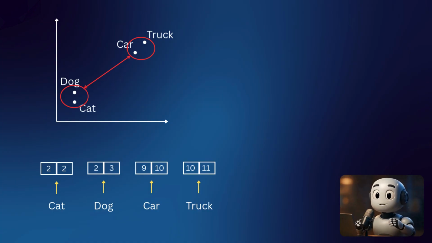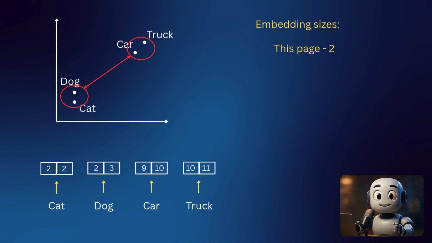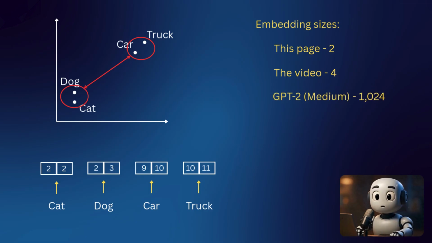Even if they're really long lists of numbers, they're trying to capture the inherent relationship between words that we know about. Now, on this page, we're only using 2 numbers. So we say the embedding size is 2. In the video, we're using 4 numbers. It just helps us explain things as we go along. But if we look at the GPT-2 model, the medium model had 1,024. So it had a lot of numbers that were representing every token.